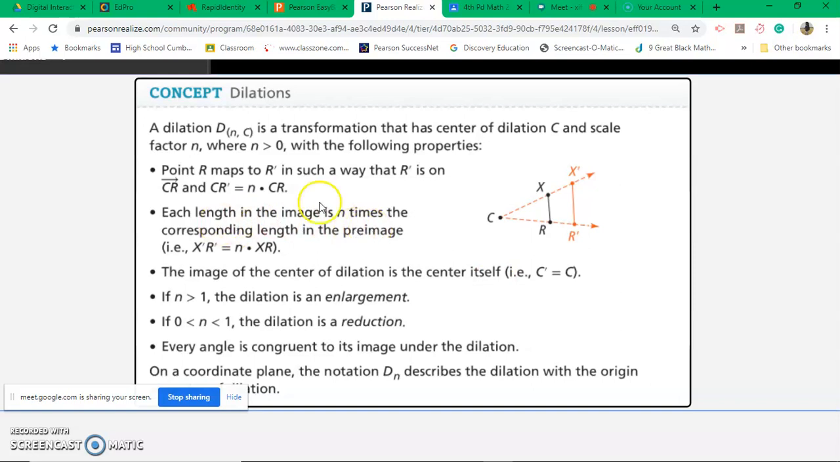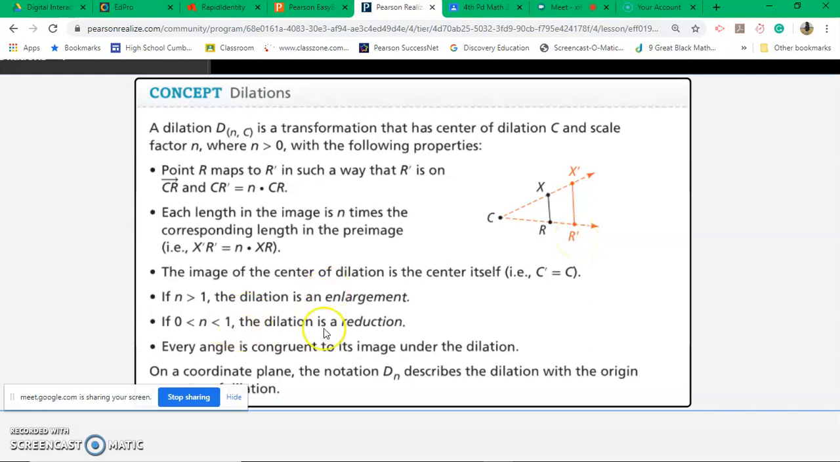Each length in the image is n times the corresponding length in the pre-image. So like I was saying with the previous example, you take the pre-image and you can multiply it by the scale factor. So whatever the scale factor was here, let's say it was 2. It doesn't look like it's twice as big. Let's say it was 2. You take this pre-image, multiply its length by 2, and that would give you the length of the image.